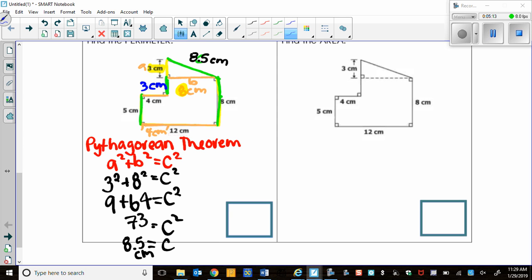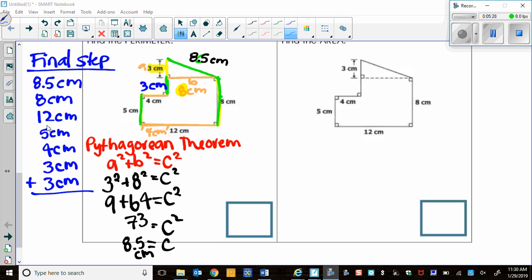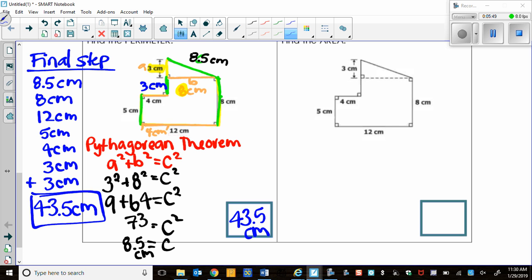So the last step is we add all of our sides together. So I'm going to write over here, final step, add them all together, and I'm going to list the numbers that I'm going to add on the left-hand side. So these are all the sides that I'm going to add up, and I'm going to go ahead and do that in my calculator. And my final answer, the perimeter of this shape, is 43.5 centimeters. So I'm going to go ahead and put that in my box. Don't forget to write your units when you're solving these problems.